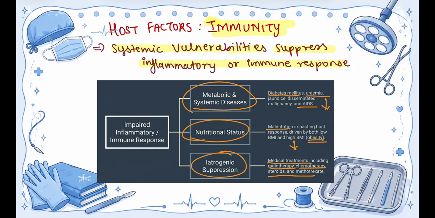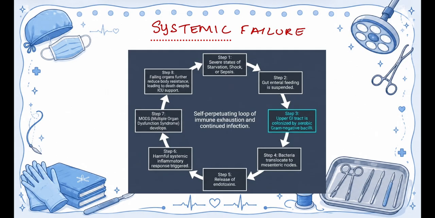These systemic vulnerabilities can trigger a catastrophic self-perpetuating loop of immune exhaustion. It typically begins with severe states of shock, overwhelming sepsis, or physical starvation. During these massive trauma events, normal gut enteral feeding is suspended. This suspension causes the host's internal defenses to collapse, and systemic failure quickly begins.